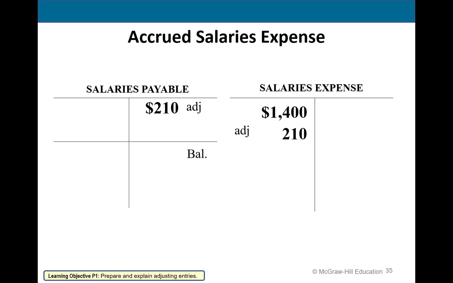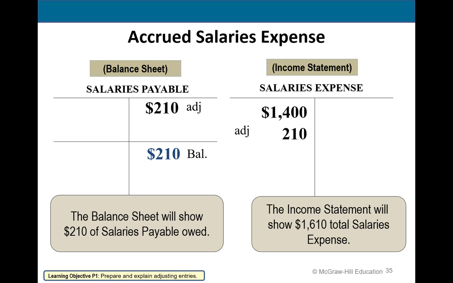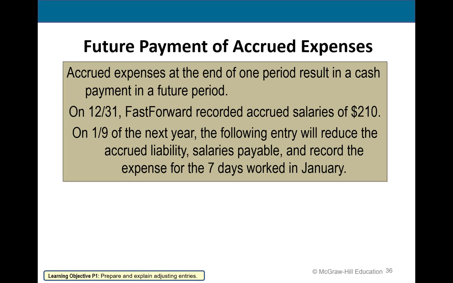After the adjustment, the salaries payable account will show the correct balance of $210 salaries owed, and the salaries expense account will report the correct amount of salaries expense on the income statement. Here I have the $210 for my salaries payable balance, and salaries expense is now a total of $1,610. After the adjustment, the salaries payable account will show the correct balance of $210 of salaries owed on the balance sheet, and the salaries expense account will record the correct amount of salaries expense on the income statement.